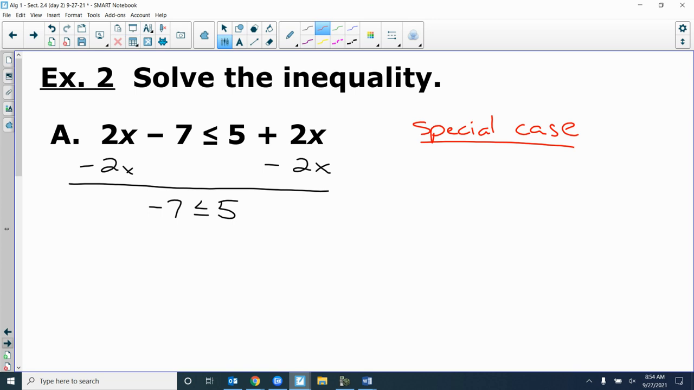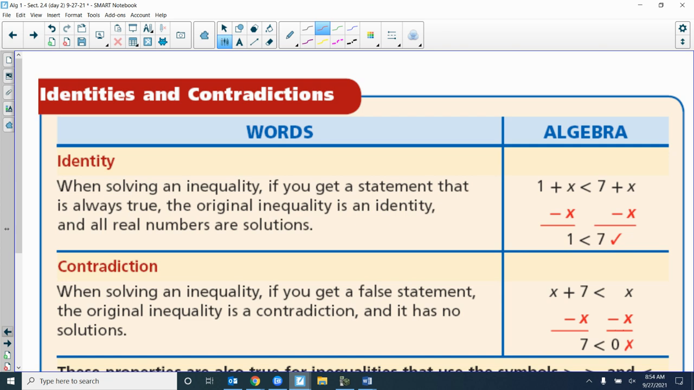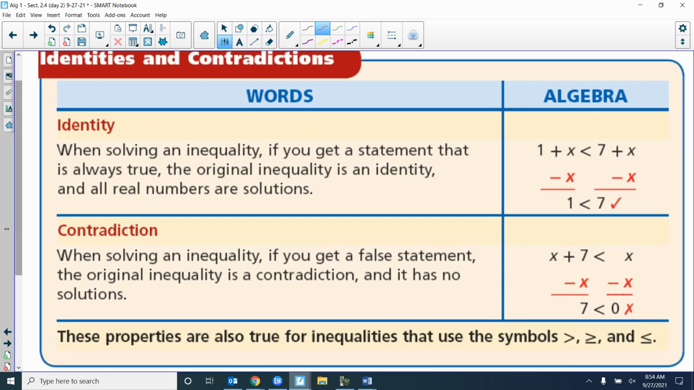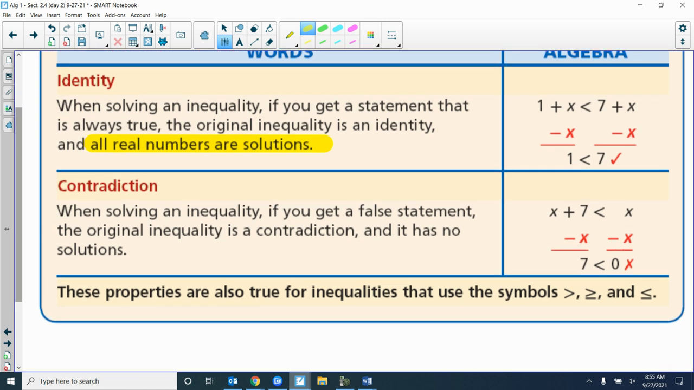Okay, I'm trying to see something. So what does that mean? If you look up above, there's two cases. There's something called an identity. There's something called a contradiction. These are cases where your x's drop out. If you get a true statement, it is called an identity. The solutions for an identity are all real numbers. If you end up with a contradiction, something that is not true, it has no solutions.